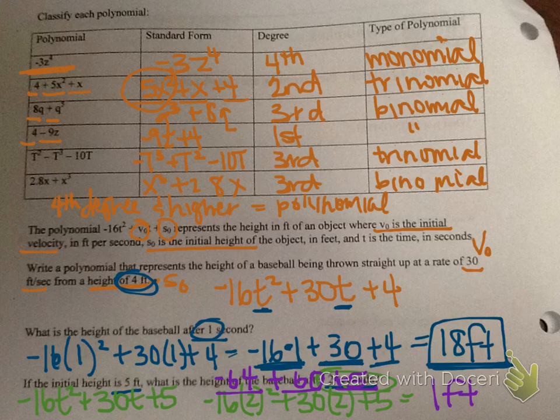So if the initial height is 5 feet, after 2 seconds, the ball is 1 foot off the ground, which means if this is the ground and you threw the ball at 5 feet, after 2 seconds, the ball has gone up and come down and is 1 foot off the ground.